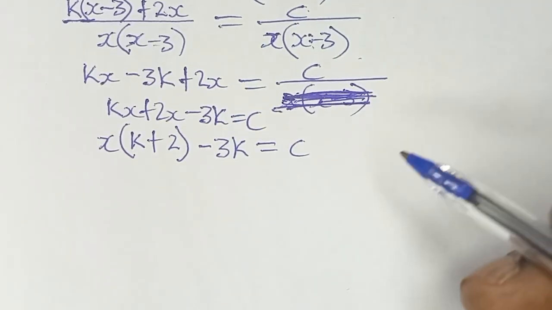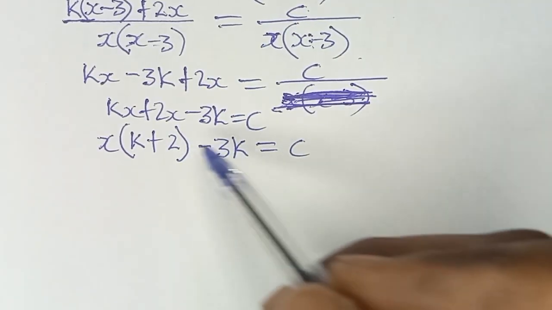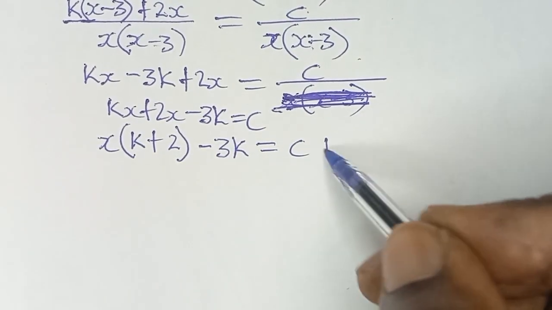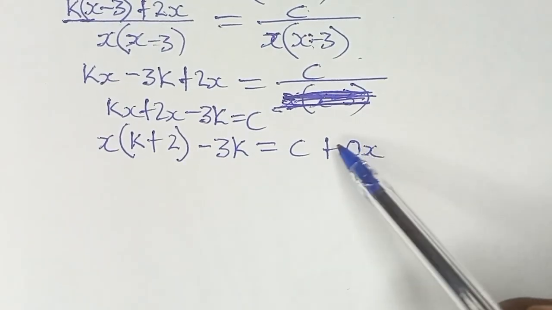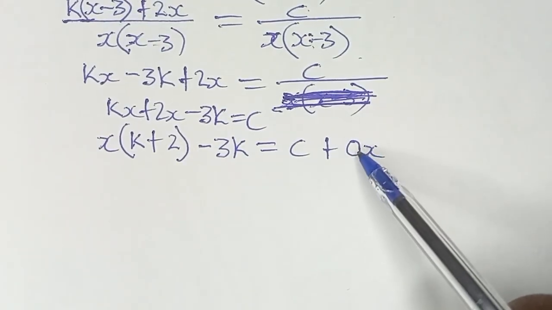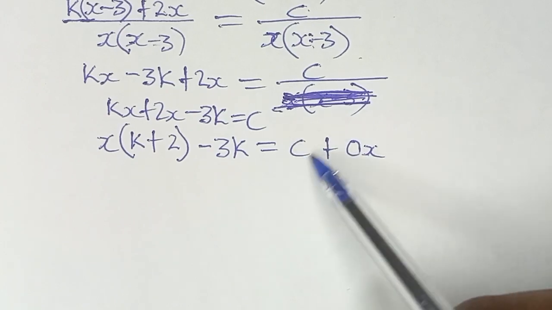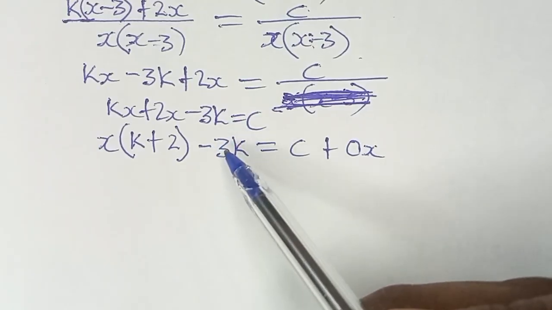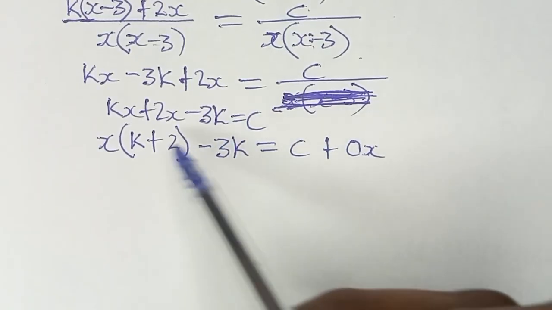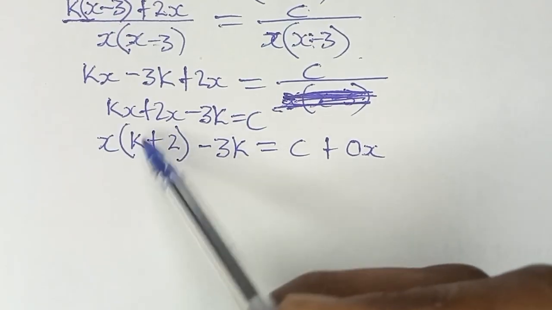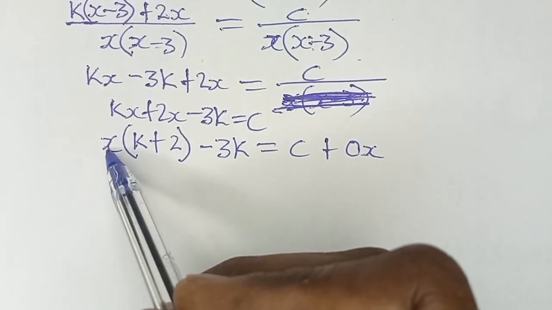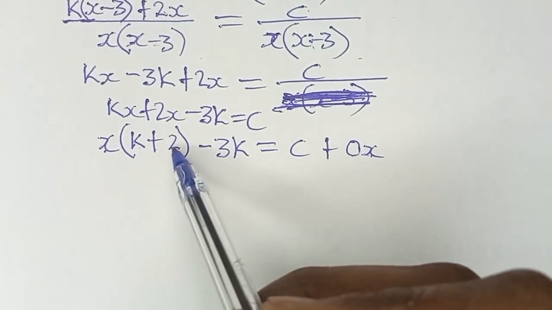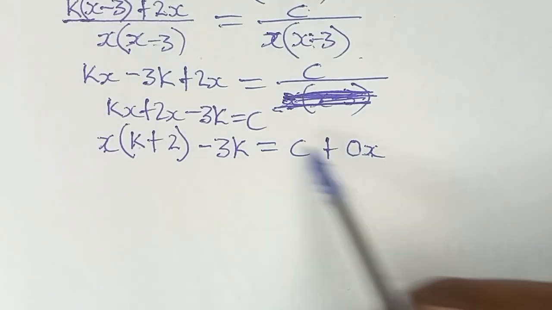So now you agree with me that these two parts can be compared together. So it means this c is the same thing as c plus 0x, because there's no x term on this side, it means the coefficient of x on this side is 0. This c is a constant value, just as minus 3k is a constant value. So this minus 3k is equivalent to this c. Similarly, this k plus 2 is equivalent to 0. So the coefficient of x here is k plus 2, and the coefficient of x here is 0. So it means this k plus 2 is also equal to 0, as they are both coefficients of x.